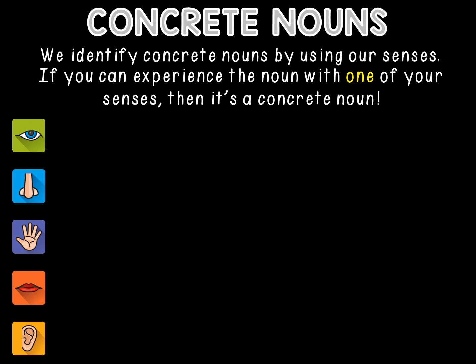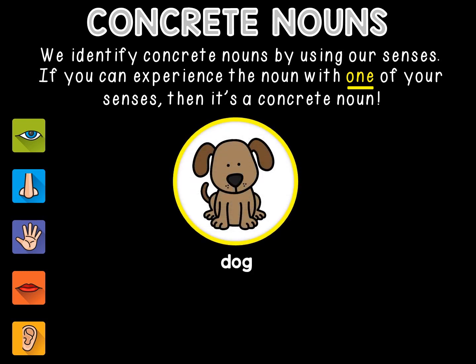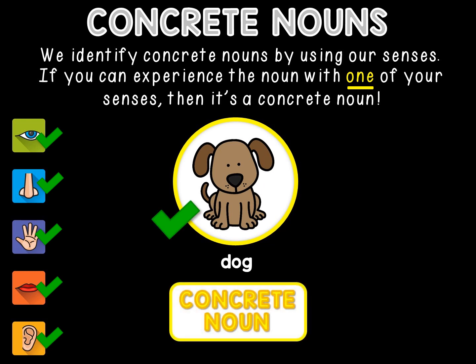We can identify concrete nouns by using our senses. If you can experience a noun with just one of your senses, then it is a concrete noun. Let's have a go. A dog. Well, we can definitely see it. Usually we can smell a dog. We can feel a dog. Now tasting, well, maybe you're going to kiss your dog, and you can hear a dog. So it is definitely a concrete noun.